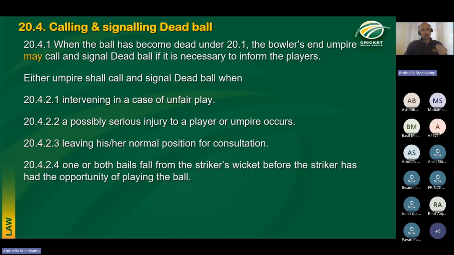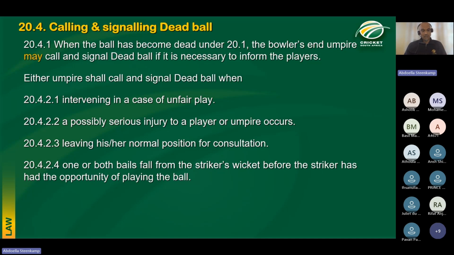If one or both bails fall from the striker's wicket before the striker had opportunity of playing at the ball, the umpire needs to intervene by calling and signaling dead ball. Usually the striker's end umpire is in the best position to make this call. There's nothing stopping the bowler's end umpire, but 99% of the time the striker will block the stumps or the wicket, and the bowler's end umpire won't be able to see the stumps and won't be able to see whether a bail is on the floor.